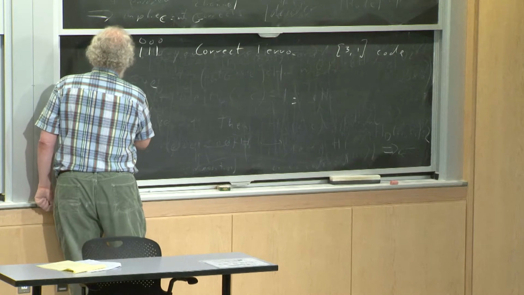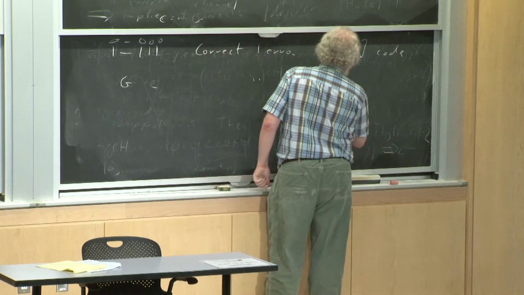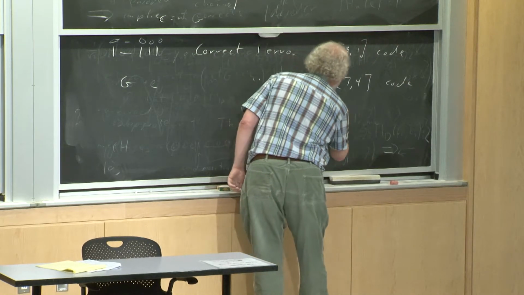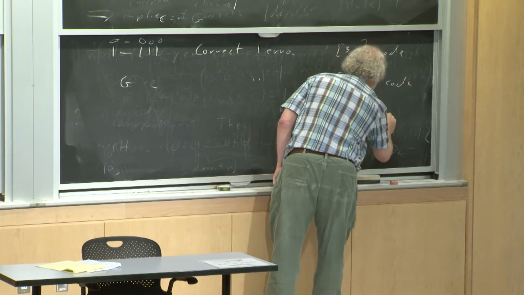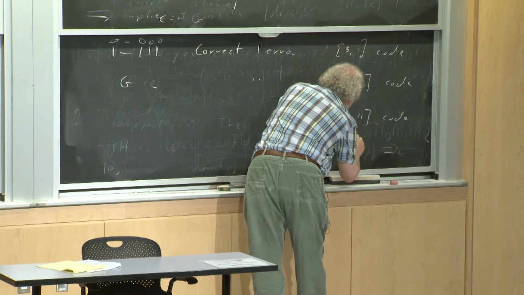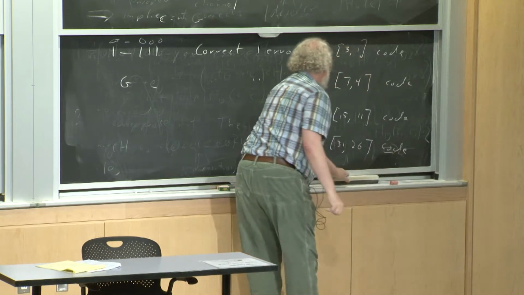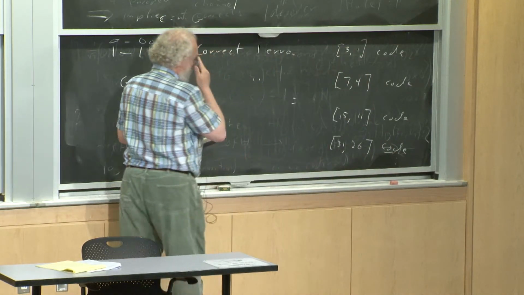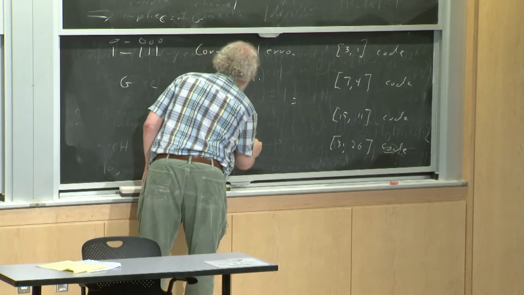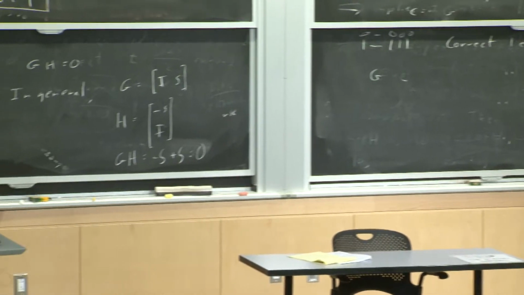And we can map G, correct 1 error, and we have a 7-4 code. And there's also a 15-11 code and a 31-26 code, etc. So this is a class of Hamming codes. They all correct 1 error. So what do they look like?